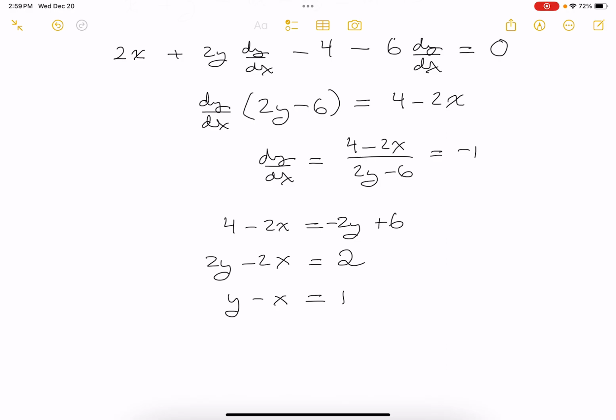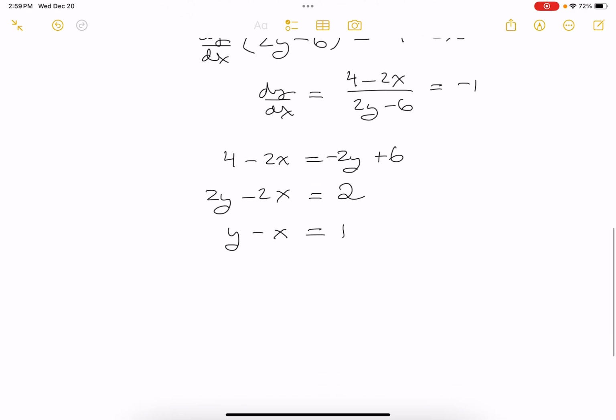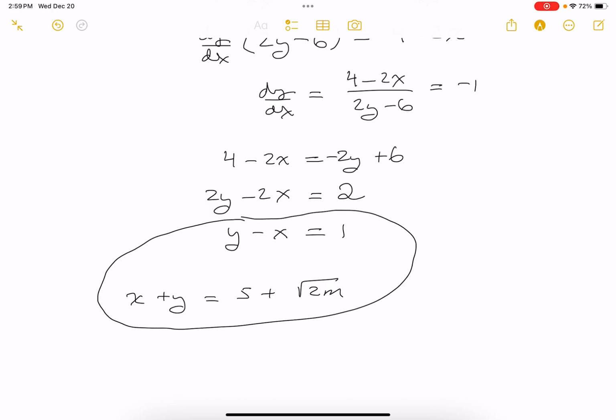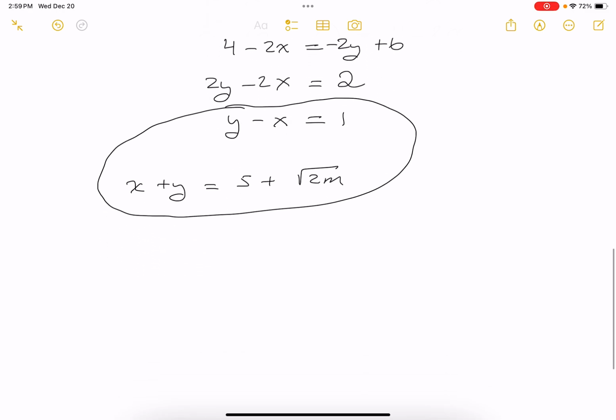And let's take a look. I think I can figure something else out now. All right, let's write this down. The other equation I had, the other line, was x plus y equals 5 plus the root of 2m. So I'm going to look at these two over here, and I want to see if I can figure out x and y now. All right, let's take a look at that.